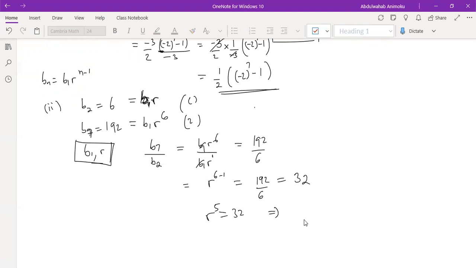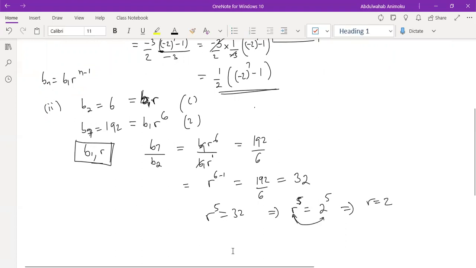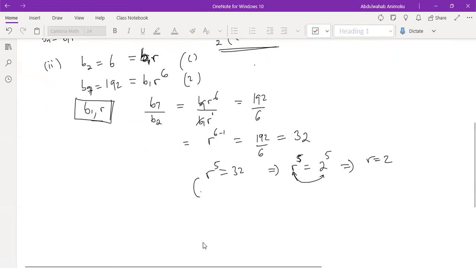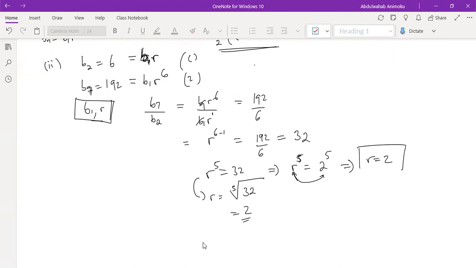And what is R raised to power 5? What is 32? 32 is the same thing as what? 2 raised to power 5. So you can solve this. Once the powers are the same, we know that the bases should also be the same. So this means R is equal to 2. It's either you do it this way or you just continue here and say R is the 5th root of 32 when you take it to the other side, and this will give us 2 as well. Okay, so we found our common ratio now.